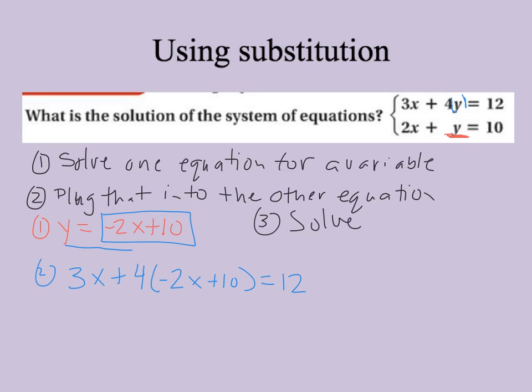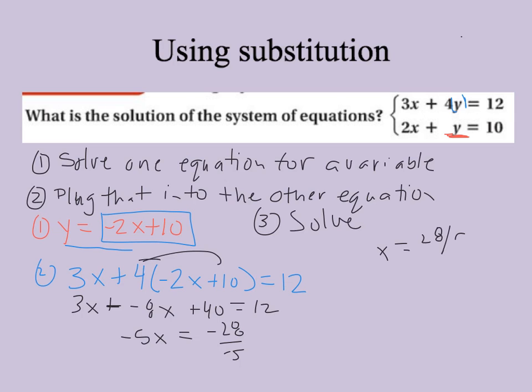Solve. So first I'm going to distribute this 4 into the equation, and I would have 3x plus a negative 8x plus 40 is equal to 12. This becomes a negative 5x will be equal to negative 28, and then divide by negative 5, and x will be equal to 28 over 5.